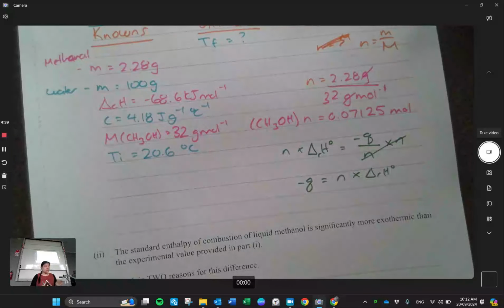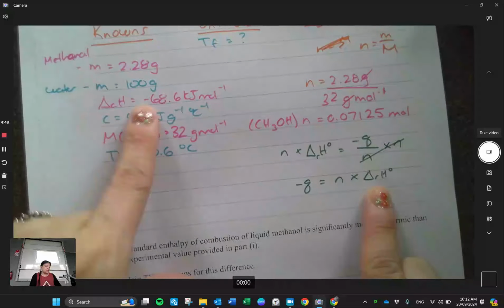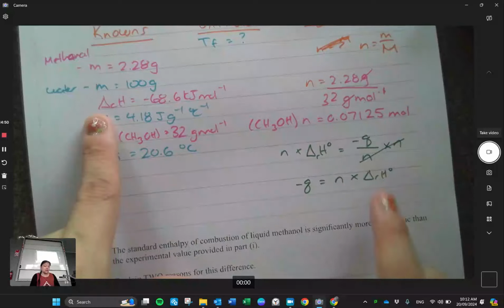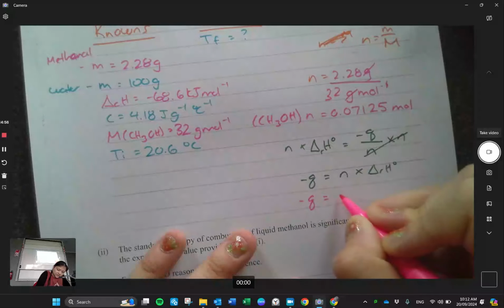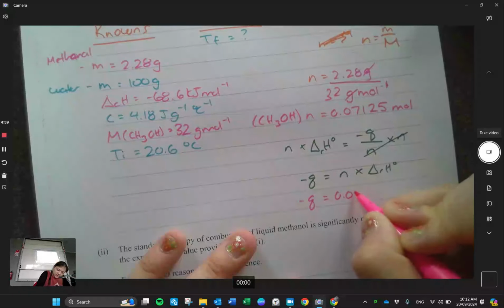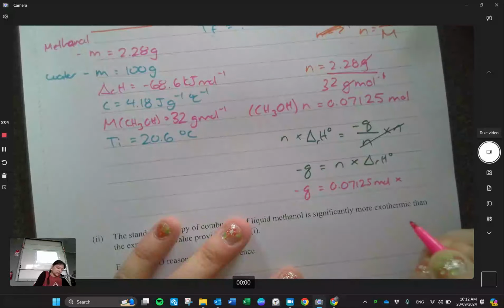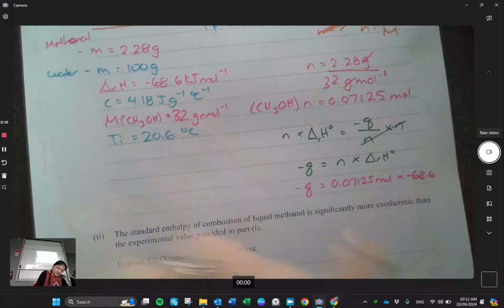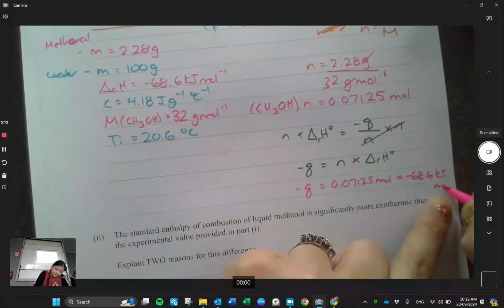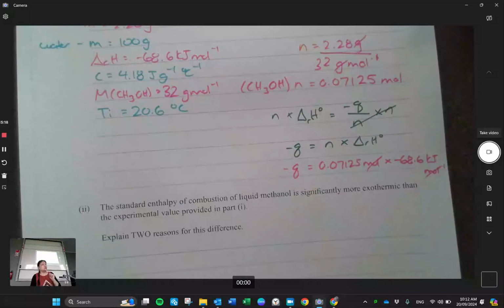All right, we know the N value. We know the delta H value. So now we can plug that in. So the N value that we got was for over here, and this delta H value is listed in my knowns. So again, that's why I like to list out my knowns and my unknowns. So my negative Q is equal to 0.07125 moles. Again, I like to keep my units there so I know what I'm doing. My delta H is negative 68.6 kilojoules per mole. So when I'm doing this math, the moles and the moles cancel out and I'm left with kilojoules, which is what my Q value is.